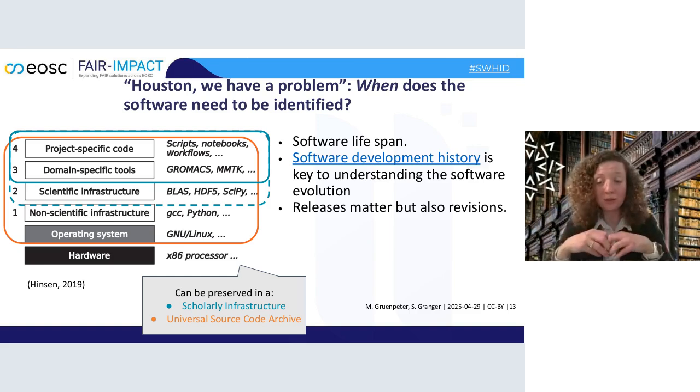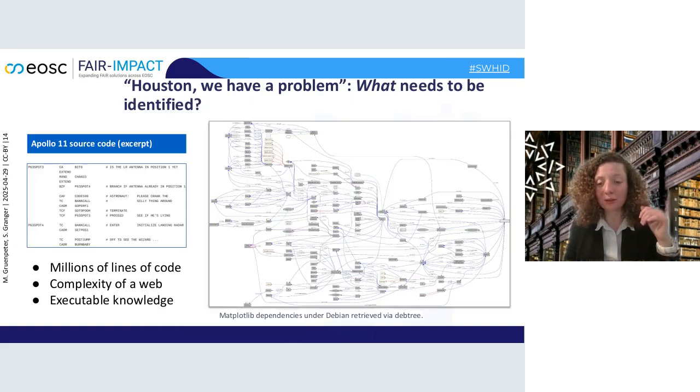And the development history is key to understanding the software evolution. Releases matter, also revisions, and then the question, how and where do we preserve? We can preserve in Software Heritage the source code, but we do want also to preserve in scholarly infrastructure some of the research software so it can be more findable. So there are many questions here about where do we put the preserved software and how do we identify the software?